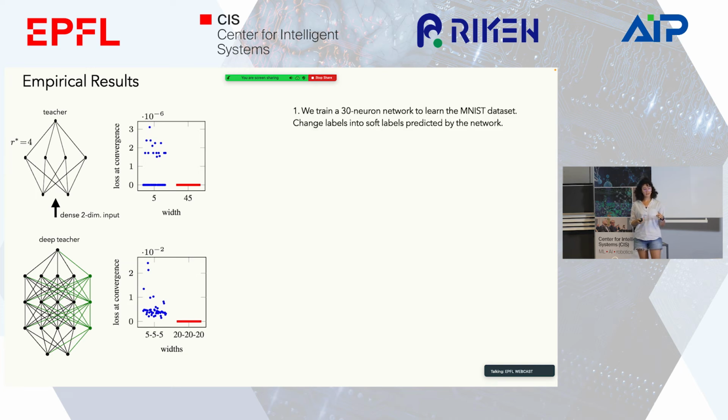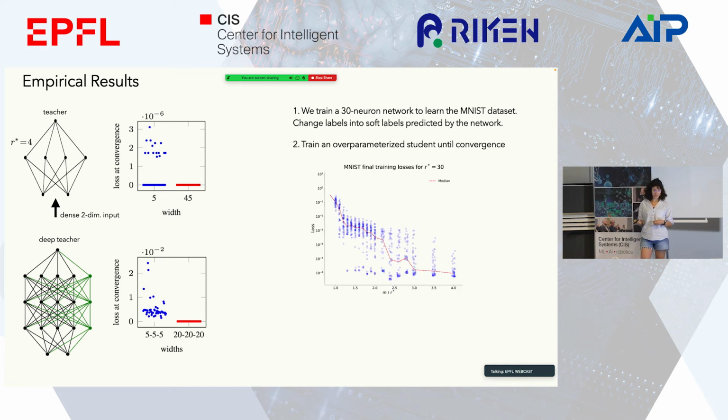So we will have one more experiment now on the MNIST data set. So we are fitting a network with 30 neurons to learn the MNIST data set. And we change the labels into soft labels predicted by this teacher network. So the teacher now can achieve the 0 loss because we are following the predictions of the teacher. And then we train an overparameterized student until convergence. And this is the result. So we have 50 or so students for each one of the overparameterized networks. And the dots represent the losses that they achieve.